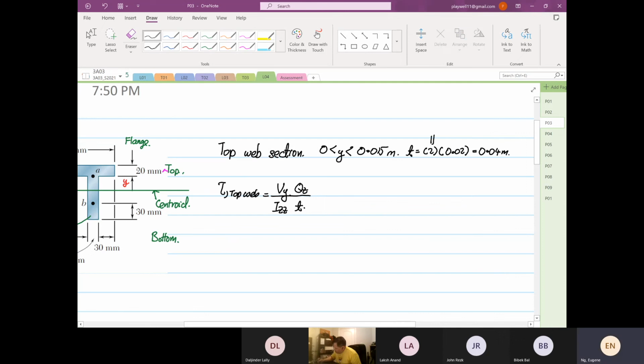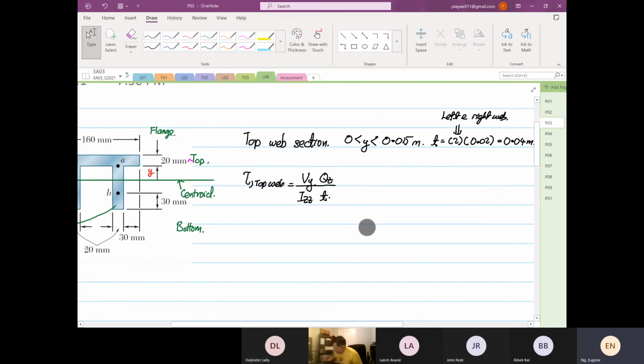So the 2 over here is due to left and right web. Okay, you have to consider the left and right. So in this case, we know that Vy is a constant, Izz is a constant, based on rule number 1. Thickness we know already, but we don't know Qz. Now Qz is a bit tricky down here.